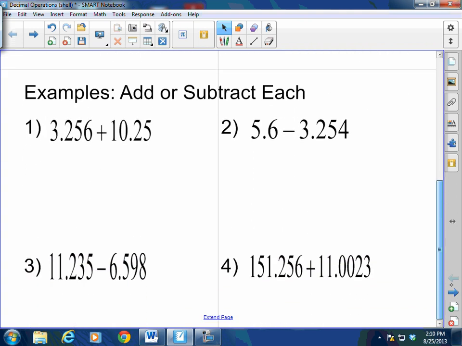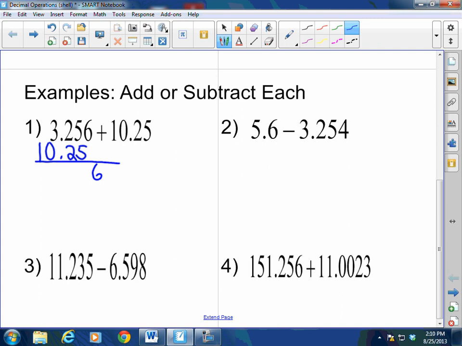Let's go ahead and just practice a few. I got 3.256 plus 10.25. So I'm going to line up the decimals. So I'm going to put 10.25. Now I'm going to add as normal. So that's 6. Try to stay neat. Try to stay lined up. 5 plus 5 is 10. So I'm going to carry the 1. 1 plus 2 is 3 plus 2 is 5. You have your decimal there. Be neat about it, please. Keep it in the same spot. 3 plus 0 is 3. And then you have 1. So 13.506 or 13 and 506 thousandths is your answer.